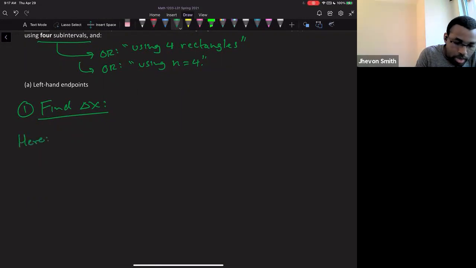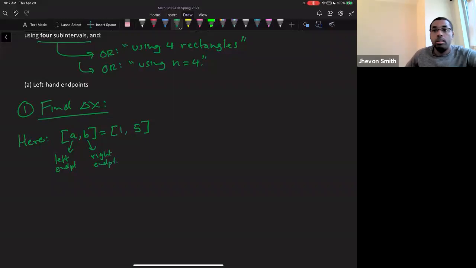So here, your interval is 1 to 5. A is the left endpoint, and B is the right endpoint. That's always going to be the case. Whenever we see A and B in the formulas that I gave you above, A is always the left endpoint, B is always the right endpoint, okay? So we know the interval goes from 1 to 5, and we know that n equals 4 because they said 4 subintervals or 4 rectangles, so n equals 4 right off the bat.